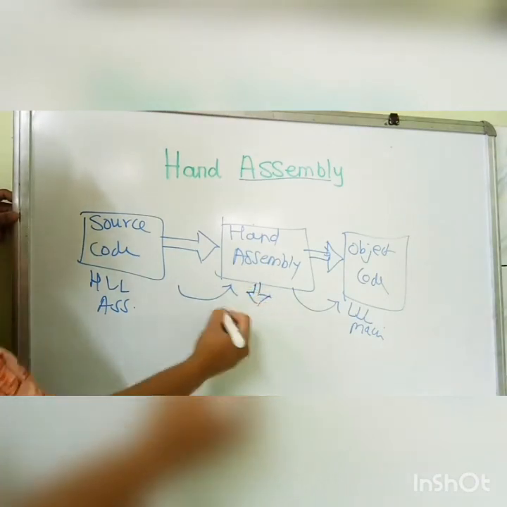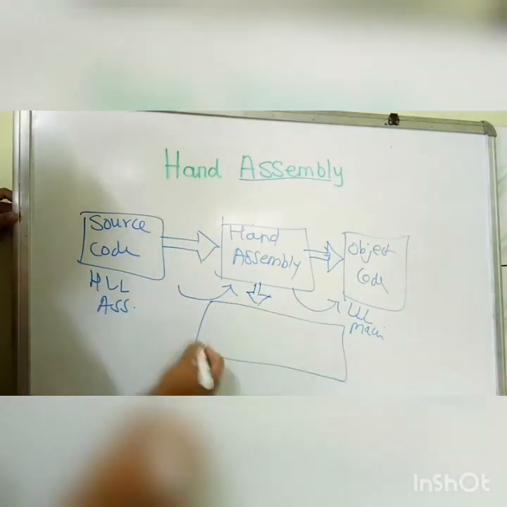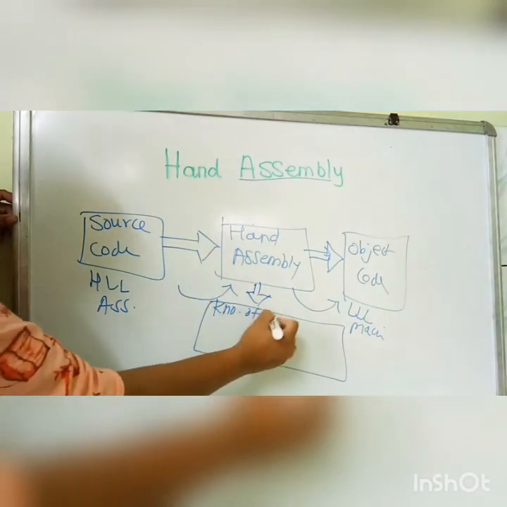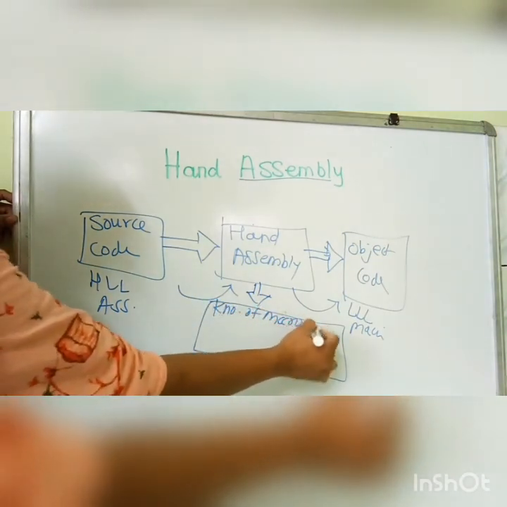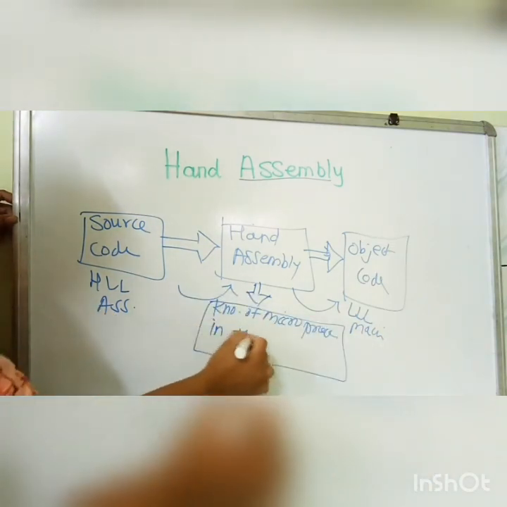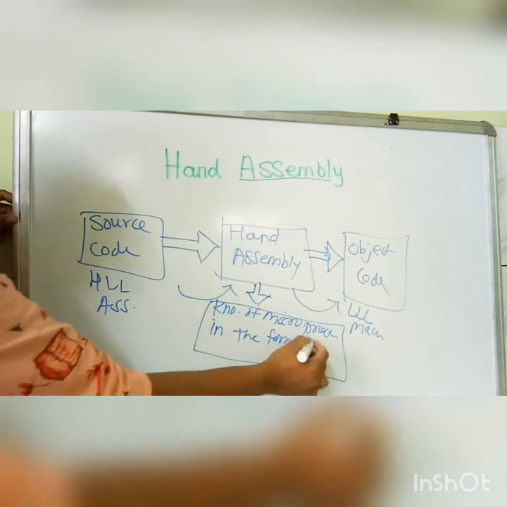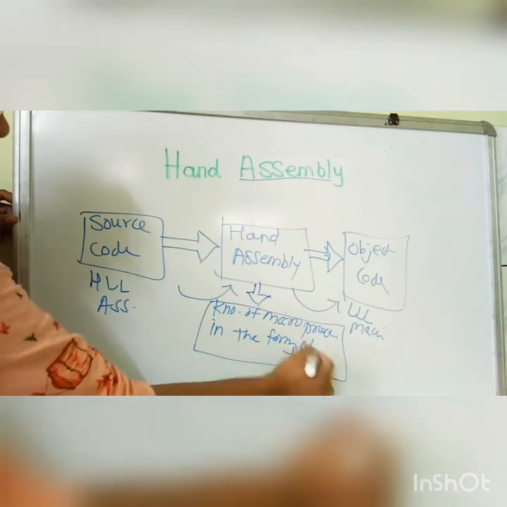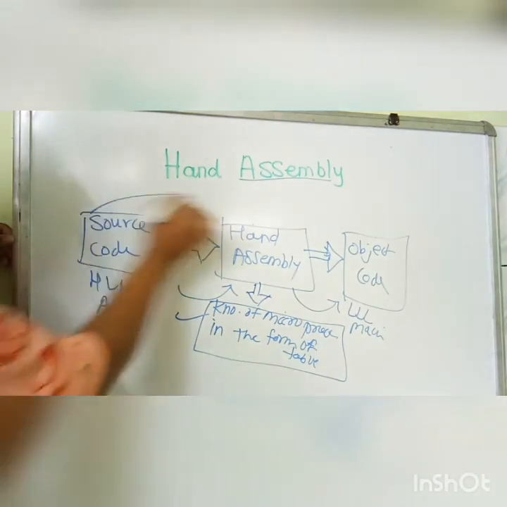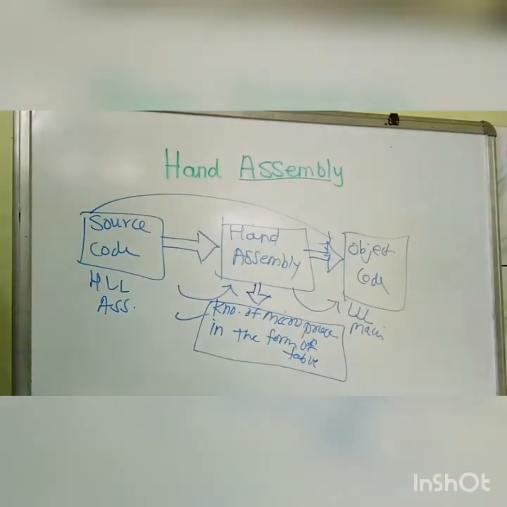So here it requires the knowledge of the microprocessor in the form of tables. Means using only this information it will convert this source program to its particular object code. So this is the hand assembly procedure.